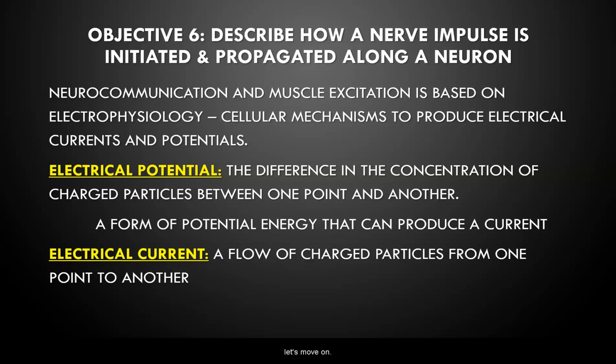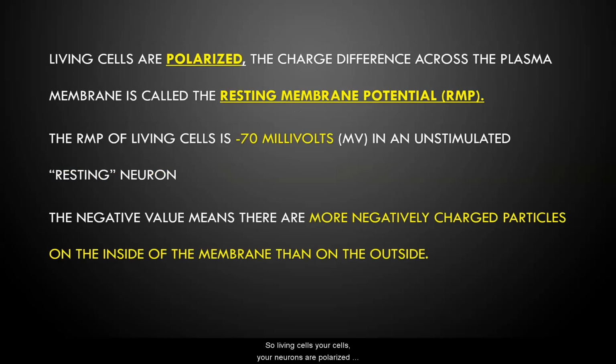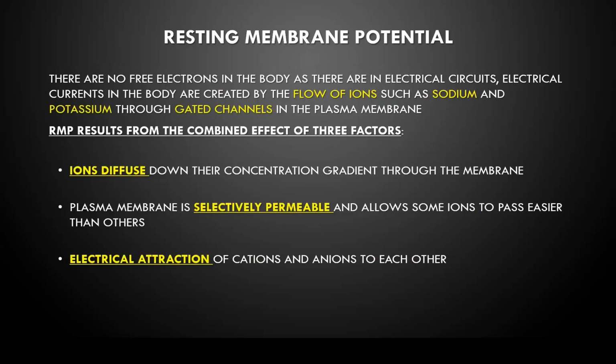Okay, let's move on. So living cells, your neurons, are polarized. They have a charge difference across the plasma membrane. And that charge difference is called the resting membrane potential. From here on out, I might signify that as RMP. The RMP of your living cells is about -70 millivolts in an unstimulated, what we call resting neuron, hence the resting membrane potential. That negative value means that there are more negatively charged particles on the inside of the cell membrane than there are on the outside of the cell membrane.